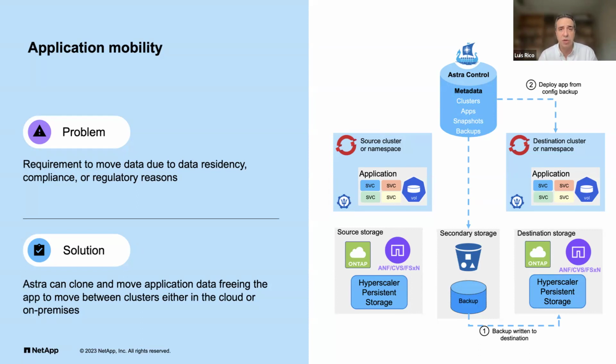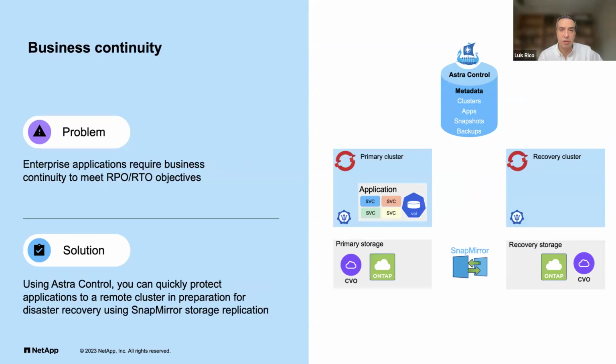And if you want to move the application, then you can safely delete the application or the namespace in the source cluster. Okay, but not only snapshots, clones, backup, and restore. We do other things that are more advanced than, for example, Velero or any other backup solutions in the market. We are able to provide storage replication, or integrate our storage replication with Astra.